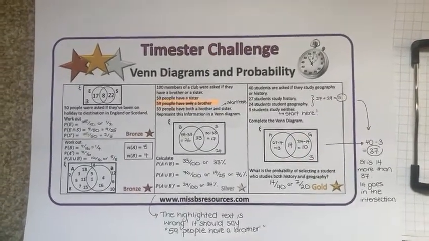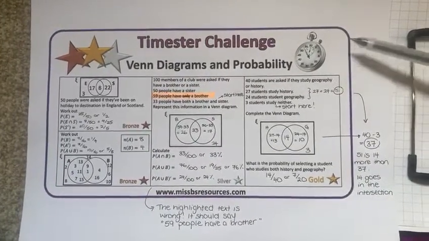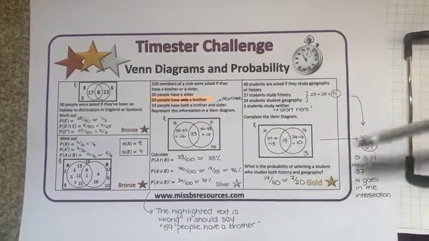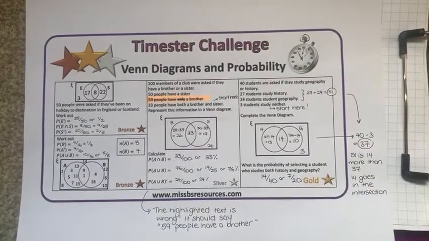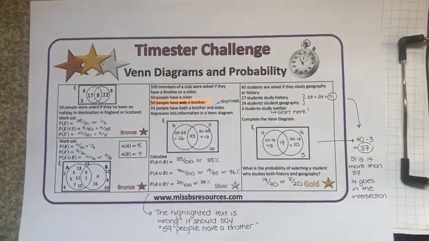Hi Year 10, I just wanted to make a quick video to go through one of the questions on the Venn diagrams and probability sheet. I have tried to write out my steps as clearly as possible, but I've realised that it doesn't really make a lot of sense in writing, so I'm going to try to explain it.